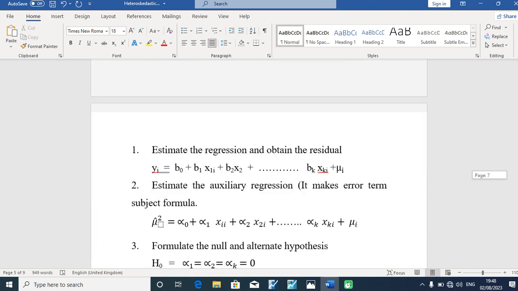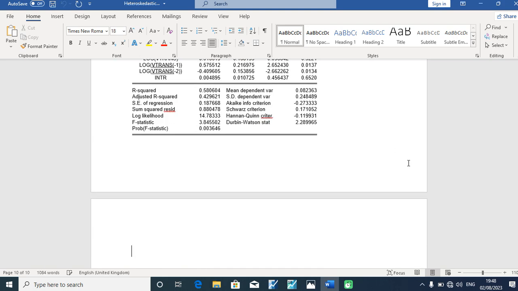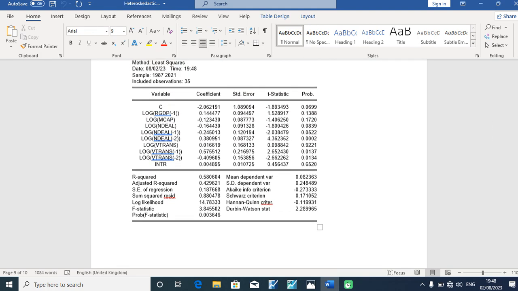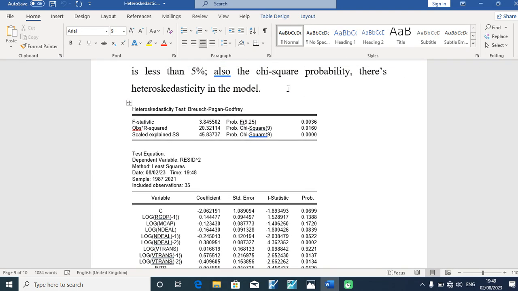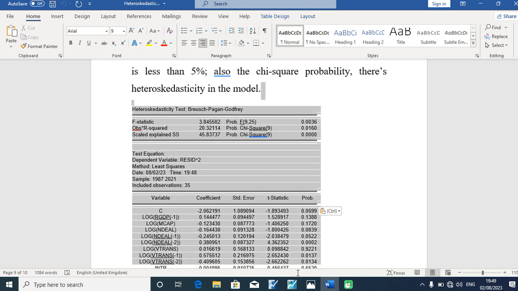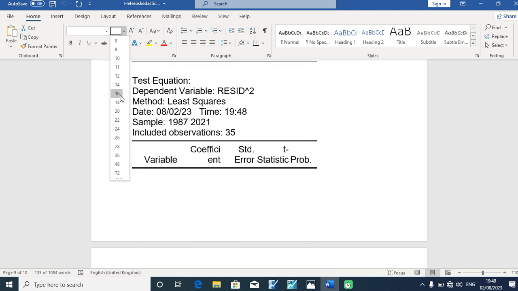This is my Microsoft Word, and this is my result. If you take a critical look at this result, you observe that there is a problem with heteroskedasticity. The residual of this particular distribution is not equal, or the spread is nothing to write home about. Let me make it bold so that you will be able to look at it critically.